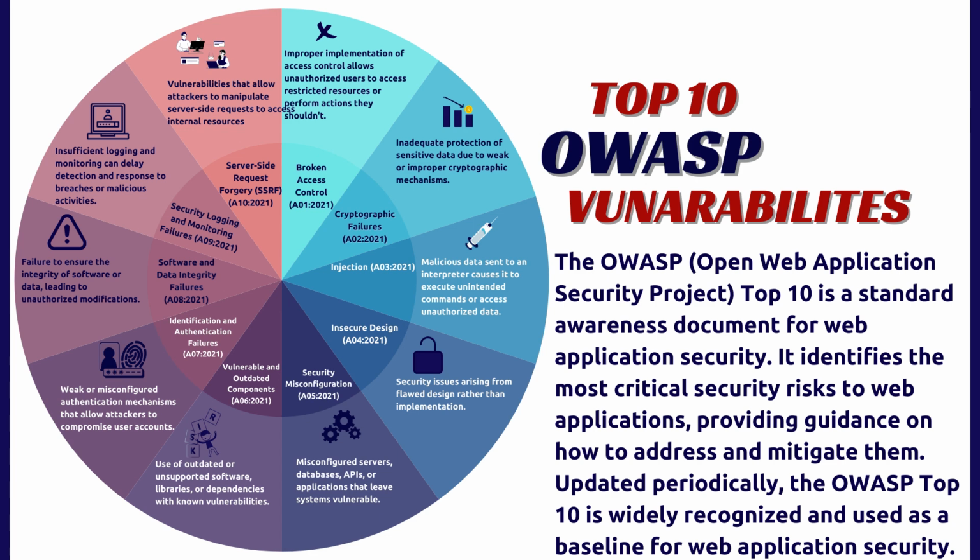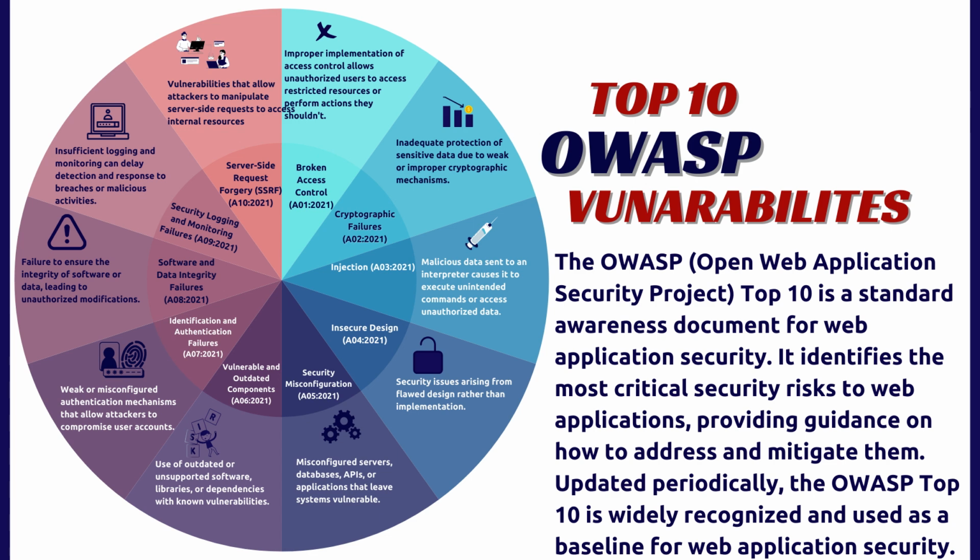Next is the A03:2021, which is injection. What is its description? Malicious data sent to an interpreter causes it to execute unintended commands or access unauthorized data. The next one is the A04:2021. That's insecure design. What's its description? Security issues arising from flawed designs rather than implementation. Next, we have the security misconfiguration, which is the A05:2021. What is its description? Misconfigured servers, databases, APIs, or applications that leave systems vulnerable.